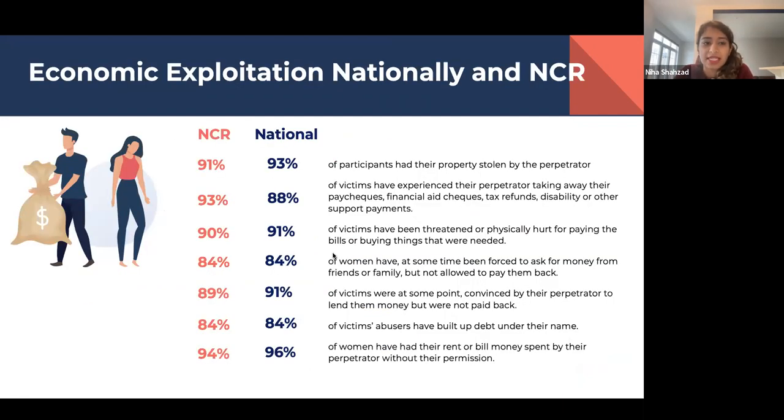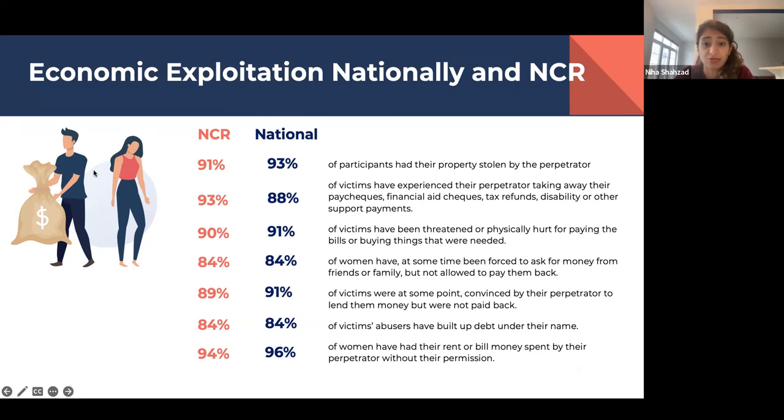So again, some of our stats from both of our studies. You can see that these numbers are within the high 80s to the high 90s of participants, so victims showing that they had their property stolen by the abuser, or their perpetrator take away their paychecks, like financial aid checks or tax refunds or any other type of support payments. Around 90% of victims, both in the NCR and nationally, were threatened or physically hurt for paying the bills or buying things that were needed.